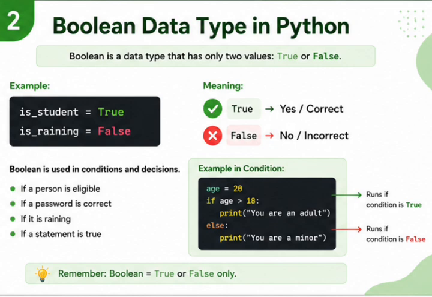We use booleans whenever our programs need to make decisions. For example, if your code checks a condition like age is greater than 18, Python evaluates the expression and spits out a boolean. If it evaluates to True, your program can grant access to a website. If it evaluates to False, it can block access.